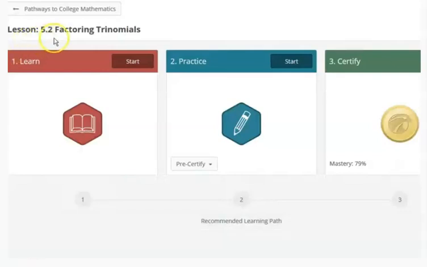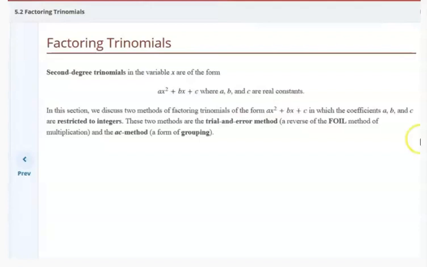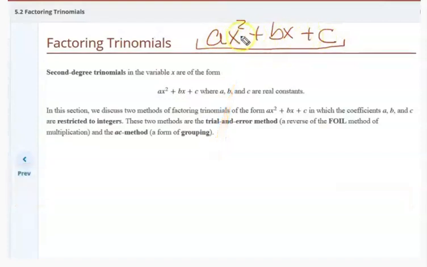Going on now to topic 2 of chapter 5, factoring trinomials. And these are the objectives. And generally there are a couple of rules for background here as we go on to do this. The first rule is that when we start to factor, we want to have the expression in what we call standard form of the quadratic expression.